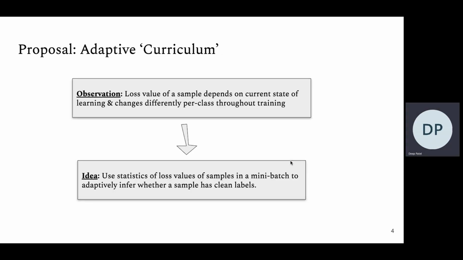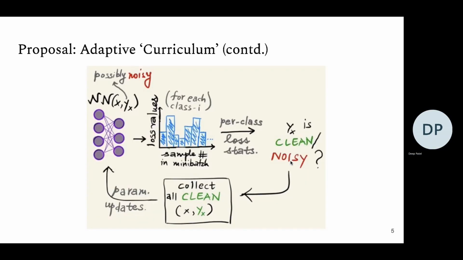Stemming from our observation that sample loss values keep on changing throughout the training and that too differently for each class, we propose to use statistics of the loss values of the samples in any given mini batch to then guess whether a sample has clean labels or not.